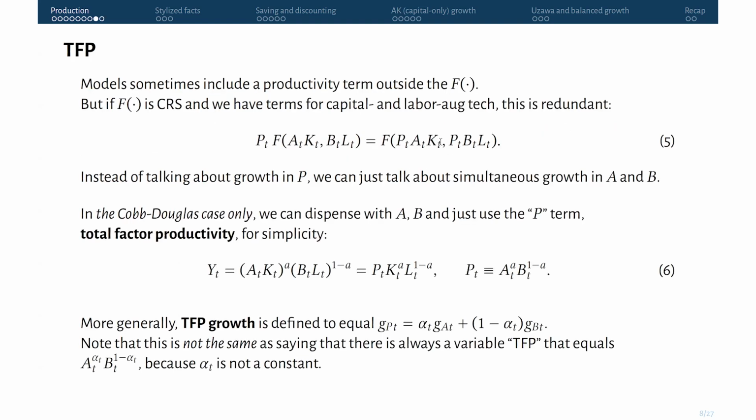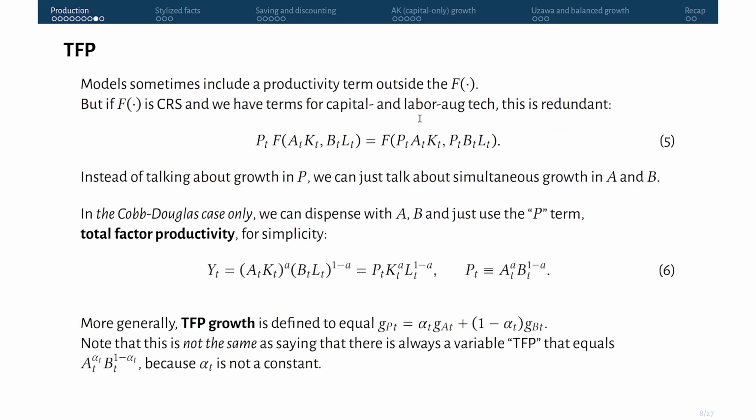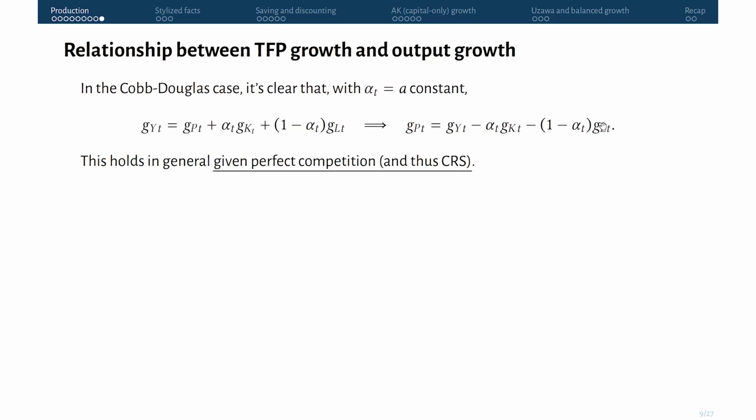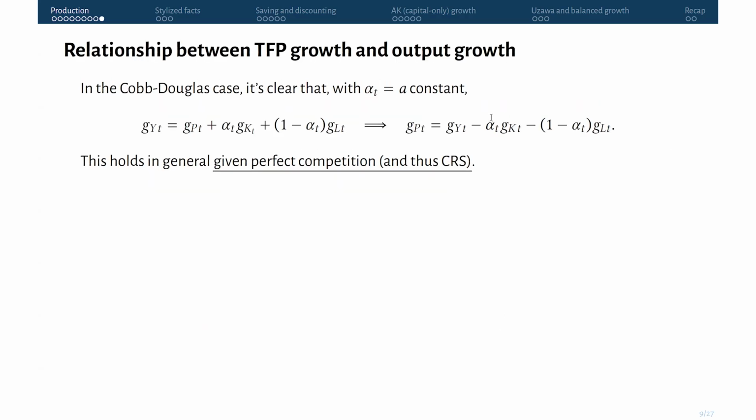But this holds in general, given perfect competition. So TFP growth, this thing here, will always equal this expression here, at least given that factors are being paid. Given that the sum of the, anyway, at least given constant returns to scale, but more precisely, I should say, given perfect competition.